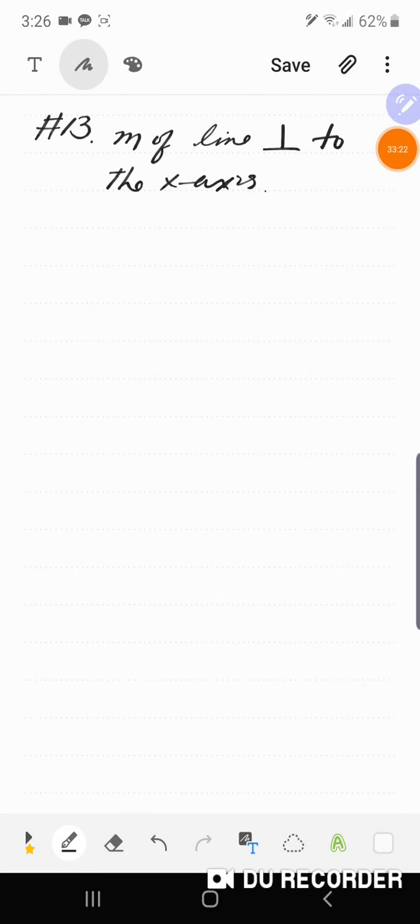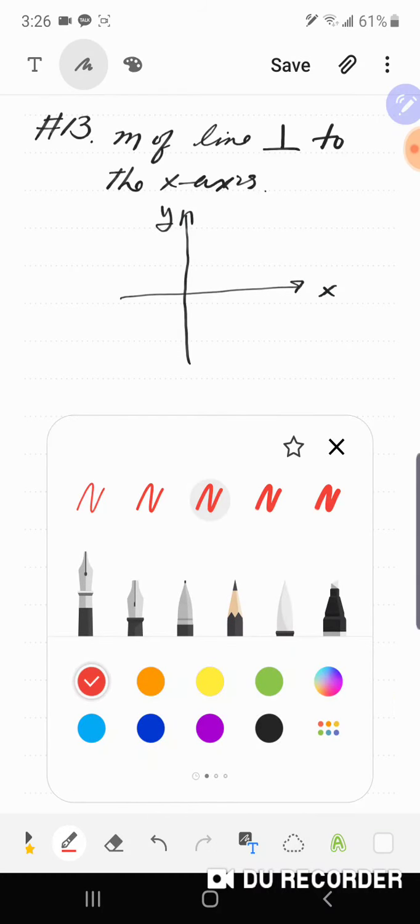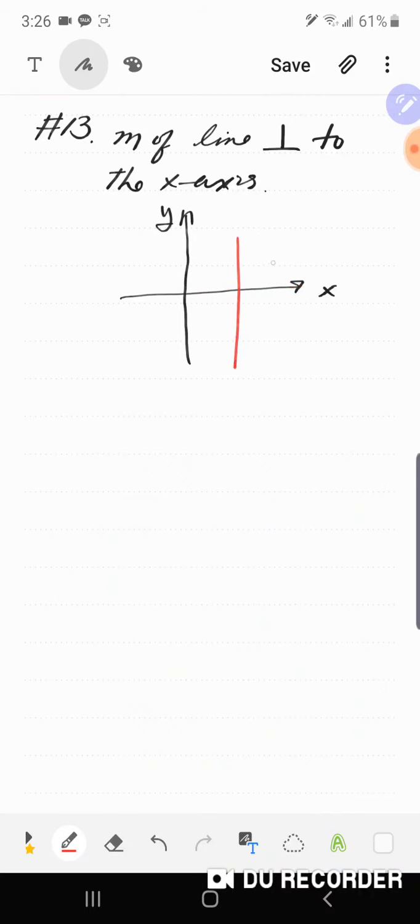Okay, in problem number 13, let's find the slope of a line that is perpendicular to the x-axis. So let me draw the x-axis and the y-axis. A line perpendicular to the x-axis is a vertical line. If you draw a perpendicular line, it will be a vertical line, and the x-axis is the horizontal line.